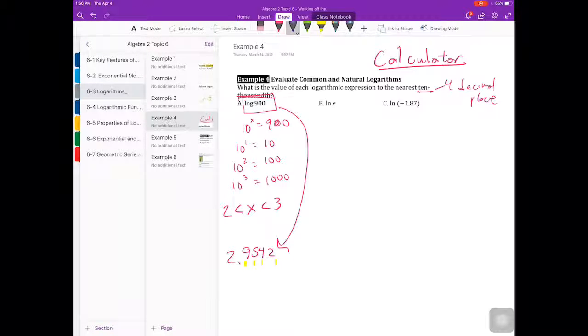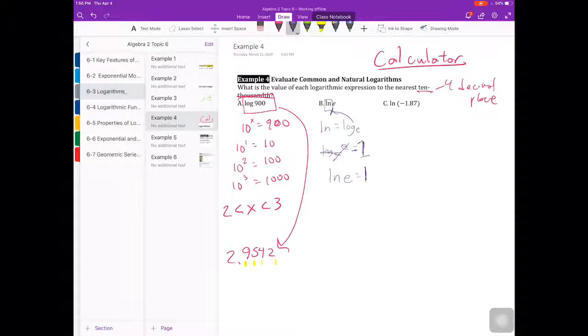Okay, ln of e. When you see ln, ln is the same as log base e. But log e looks like a loogie, so we don't use that. So we call ln the natural log. And so if you have the log base e of e, guess what? That e and the whole log base e cancel, so we just get 1. So when you see ln of e, that is just 1.